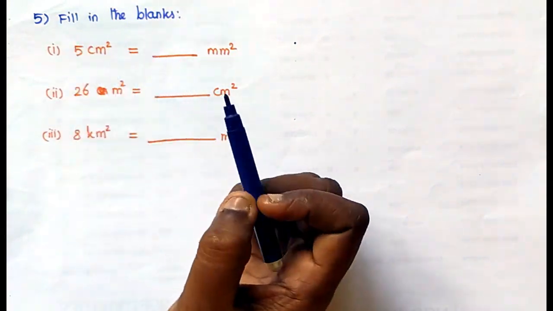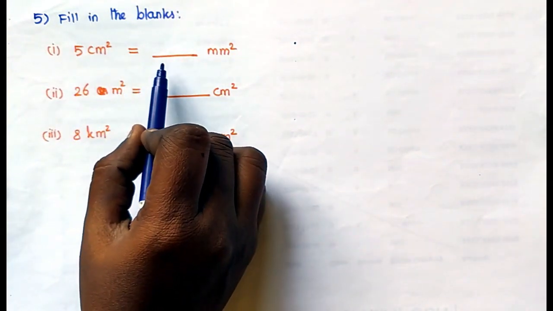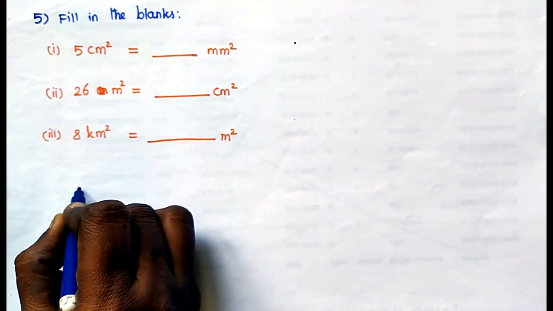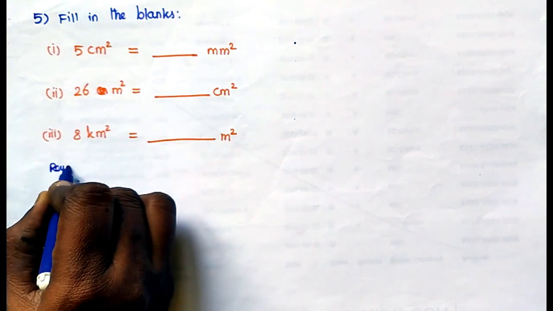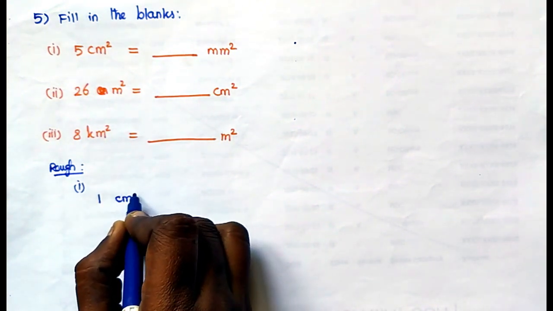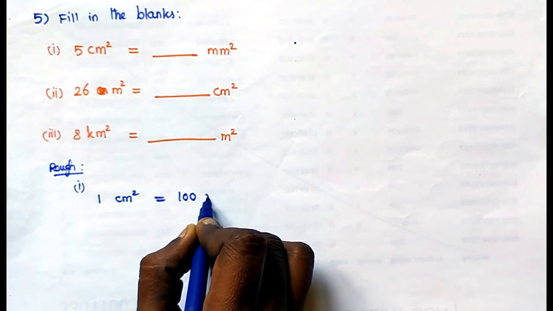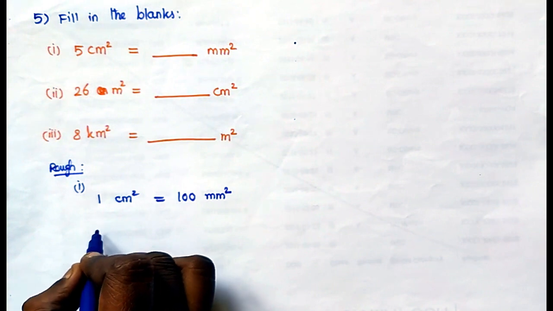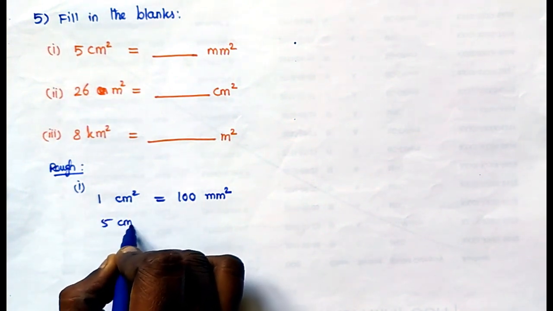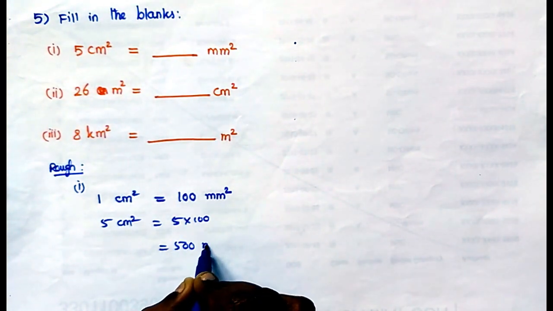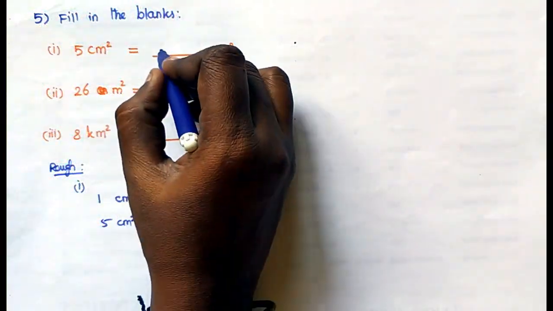Fifth sum, fill in the blanks. 5 centimeter square equals dash millimeter square. Listen, we know that one centimeter squared equals 100 millimeter square. So 5 centimeter square means 5 into 100, that is 500 millimeter square. That is the answer, 500 millimeter square.